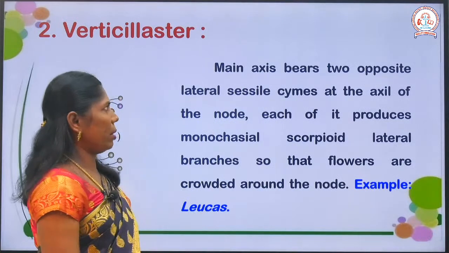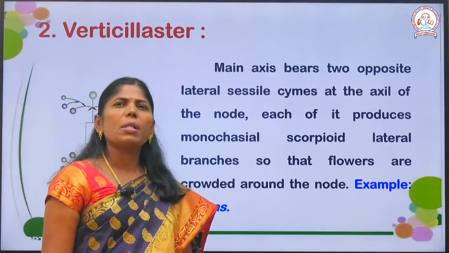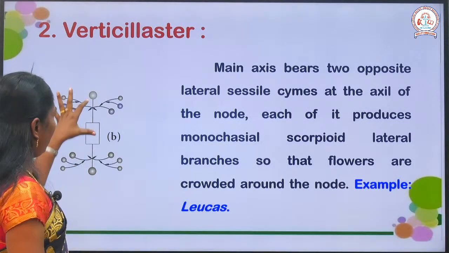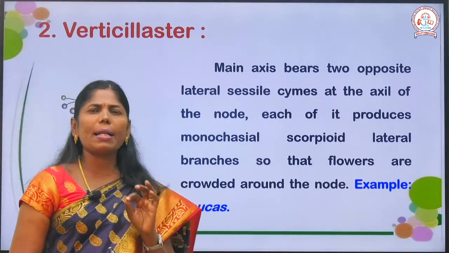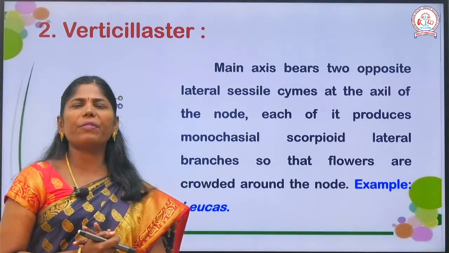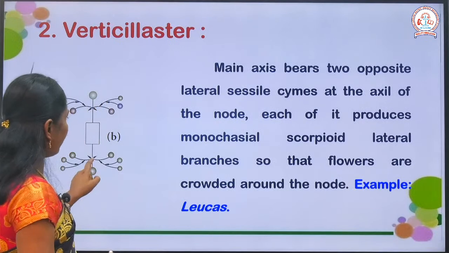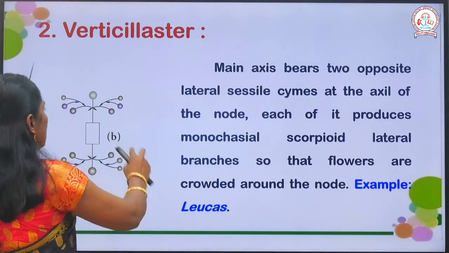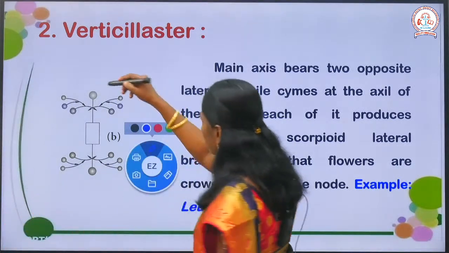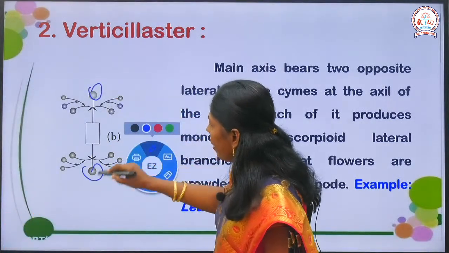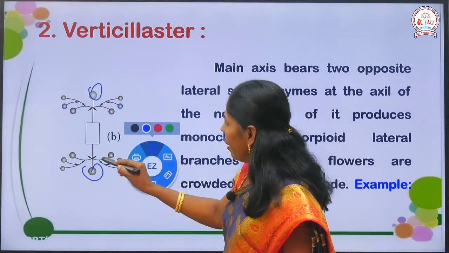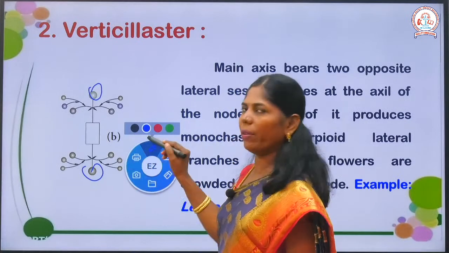And verticillaster. In verticillaster, the main axis bears two opposite lateral sessile cymes at the axil of the node. Both are lateral and sessile, meaning there are no pedicels. This is your parental, older flower, and on either side we can see the younger flowers, which are arranged inward.